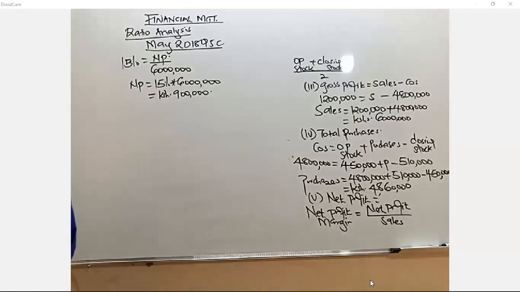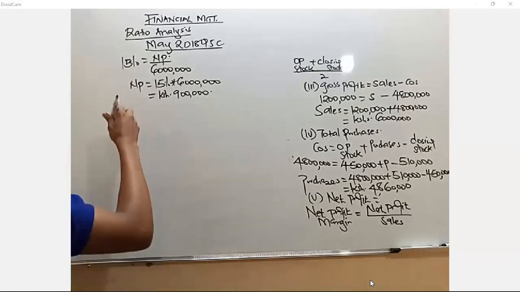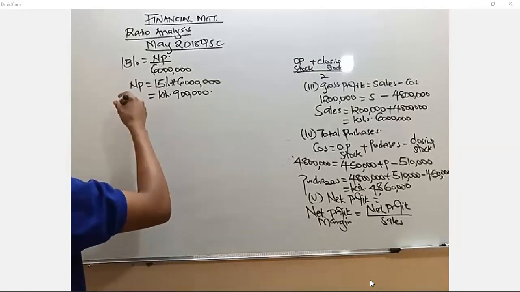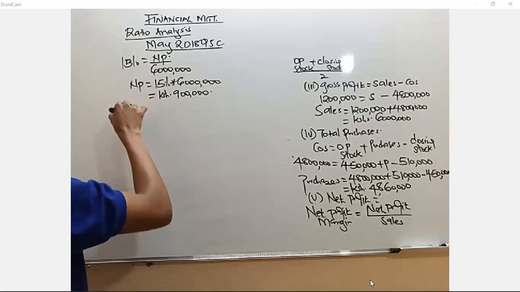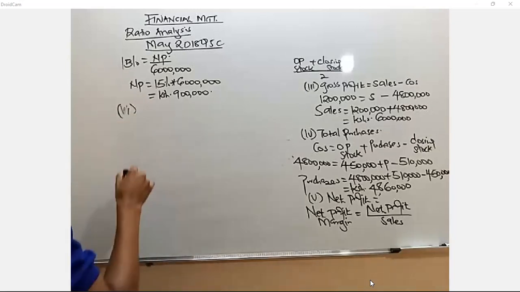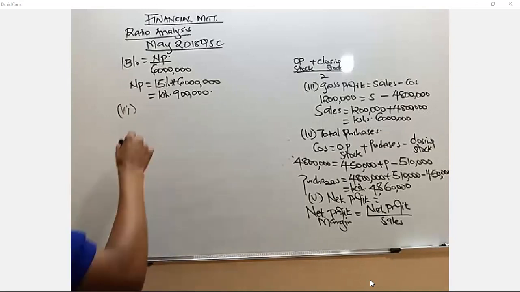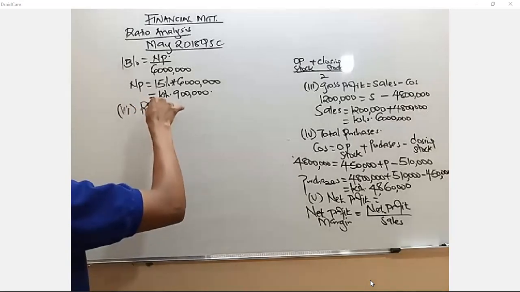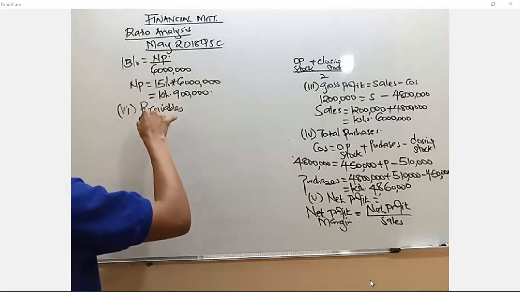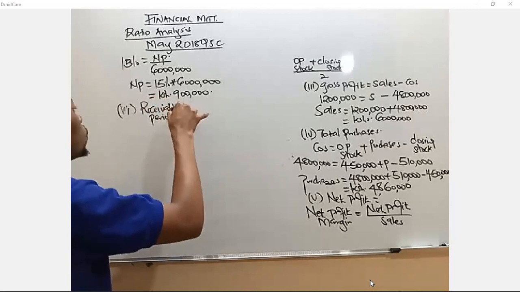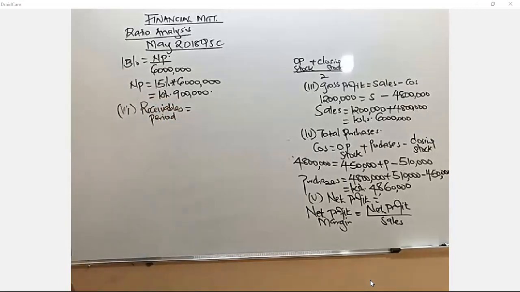I just want us now to look at the data's value, that is, I think, number 6. Number 6, just look at the payables. What is our payables, receivables period? We look at the period given by these examiners.